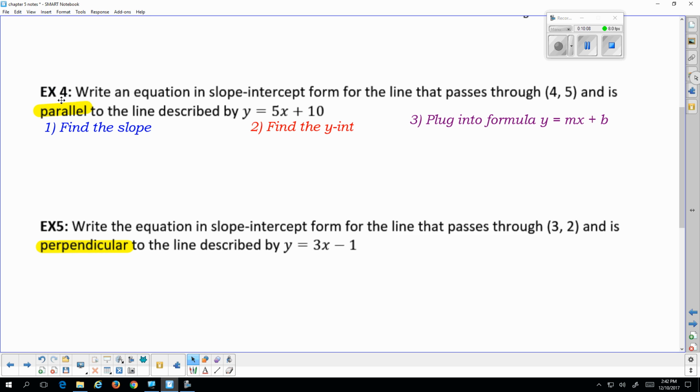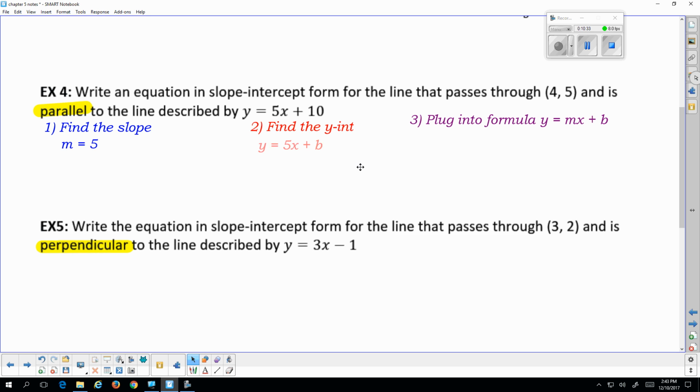Well, if it's parallel, we want the same slope. So what is the slope of the line that we want? We want a slope of 5. So if it's parallel, we want the same slope. So both slopes are going to be 5. Now we need to find the y-intercept. So do you remember how we do that?